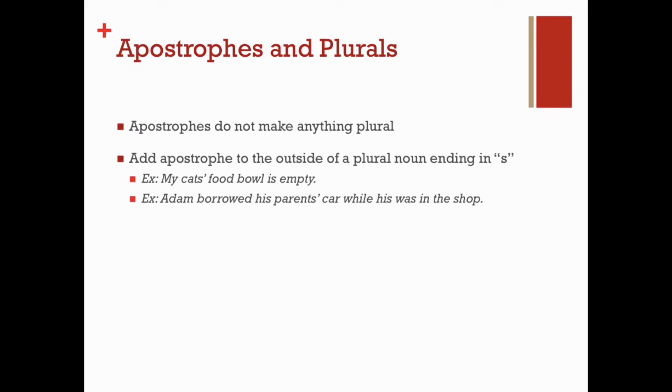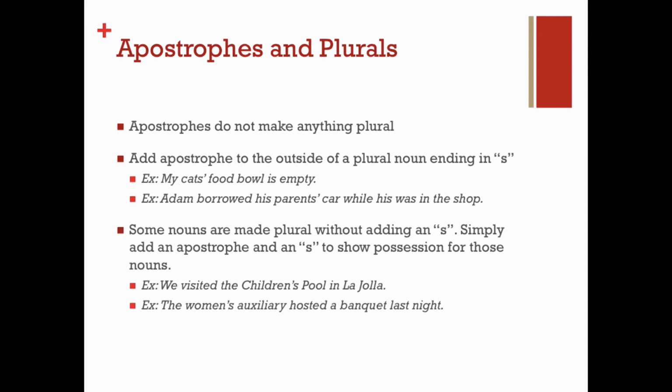Also, "Adam borrowed his parents' car while his was in the shop." Again, Adam has more than one parent. They own this car, and so we're just going to put an apostrophe on the outside of parents, since we've already made it plural by adding an S. To add ownership, we just put the apostrophe on the outside. Now, some nouns are made plural without adding an S. If you want to show ownership or possession for nouns like that, then you can add an apostrophe and an S to show possession. So for example: "We visited the children's pool in La Jolla, and the women's auxiliary hosted a banquet last night."